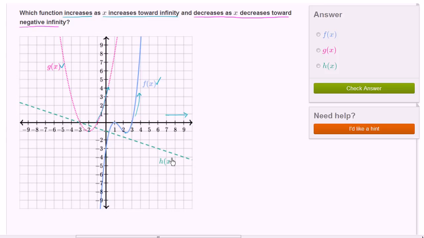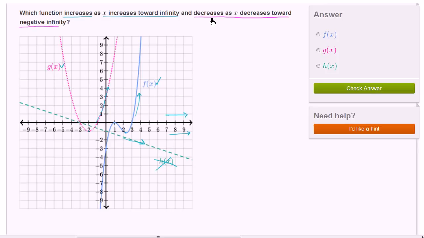Now let's think about h of x. As x moves towards positive infinity, h of x seems to be decreasing. So h of x does not even make the first constraint. So our only two possibilities are now g of x and f of x.